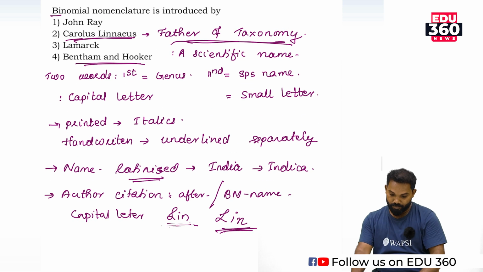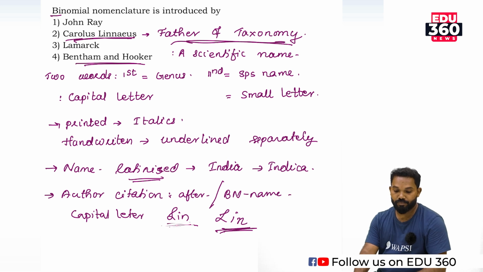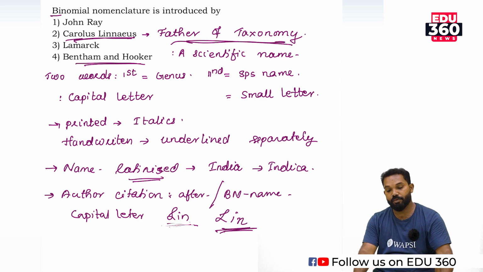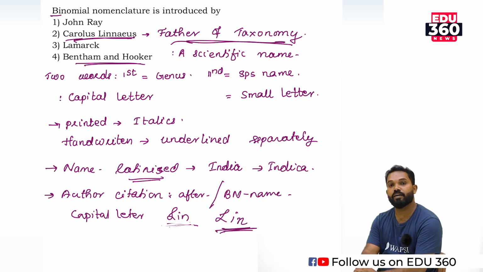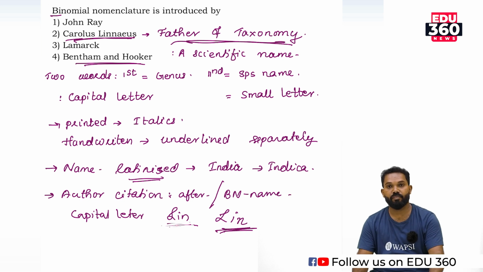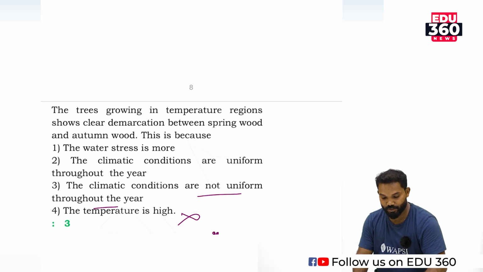The binomial nomenclature was introduced by Carl Linnaeus, and because of that he is considered the father of taxonomy. So the answer is Carl Linnaeus, option 2. Okay, then moving to the next question.